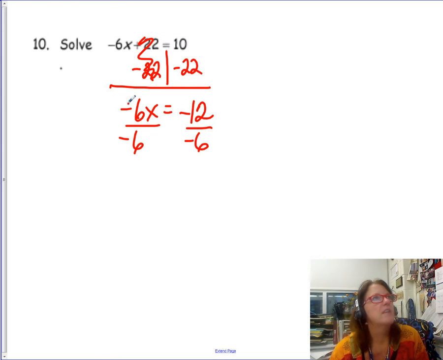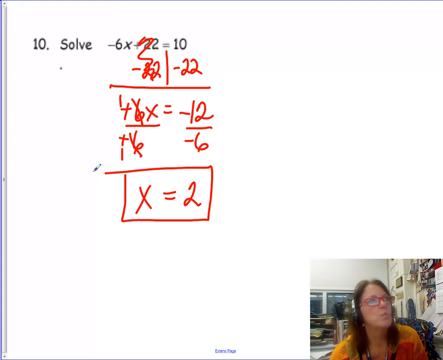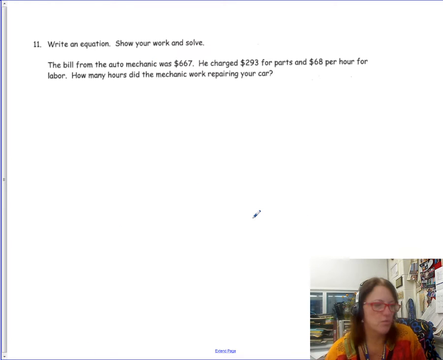All right, negative divided by negative is positive. 6 divided by 6 is 1. 1 times x over 1 is x. This is positive 2. Sweet. Check it, make sure it works. All right, coming in the home stretch.